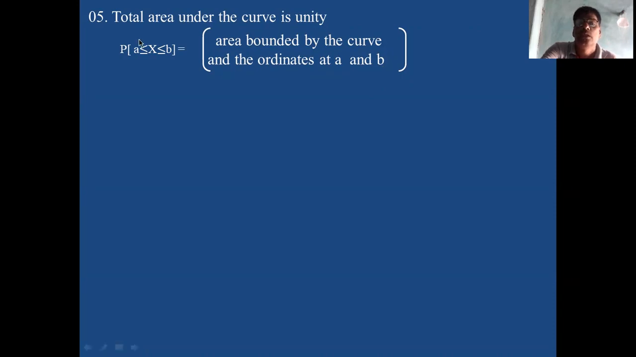Remember this. If you want the probability answer, you have to draw the curve and get the answer from the curve. You have to find out the probability with the help of the normal distribution curve.